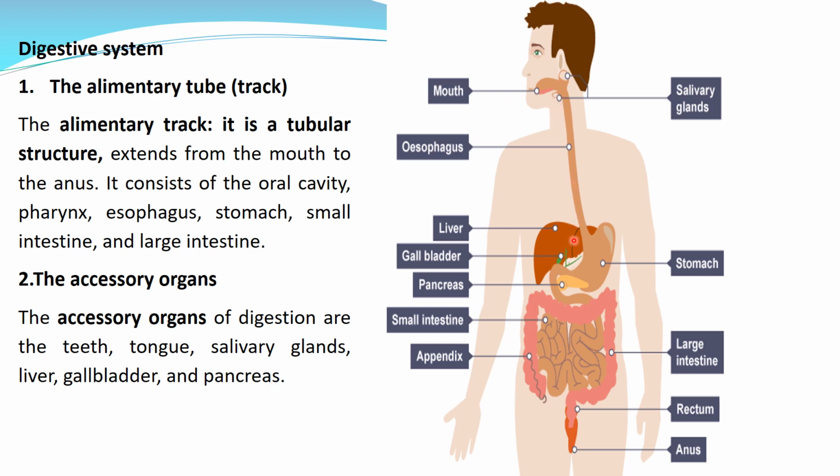This is the liver, you know this. And this one is the gallbladder, also considered an accessory organ of the digestive system. Then what we have here is the pancreas. The pancreas also has a role in the process of digestion.